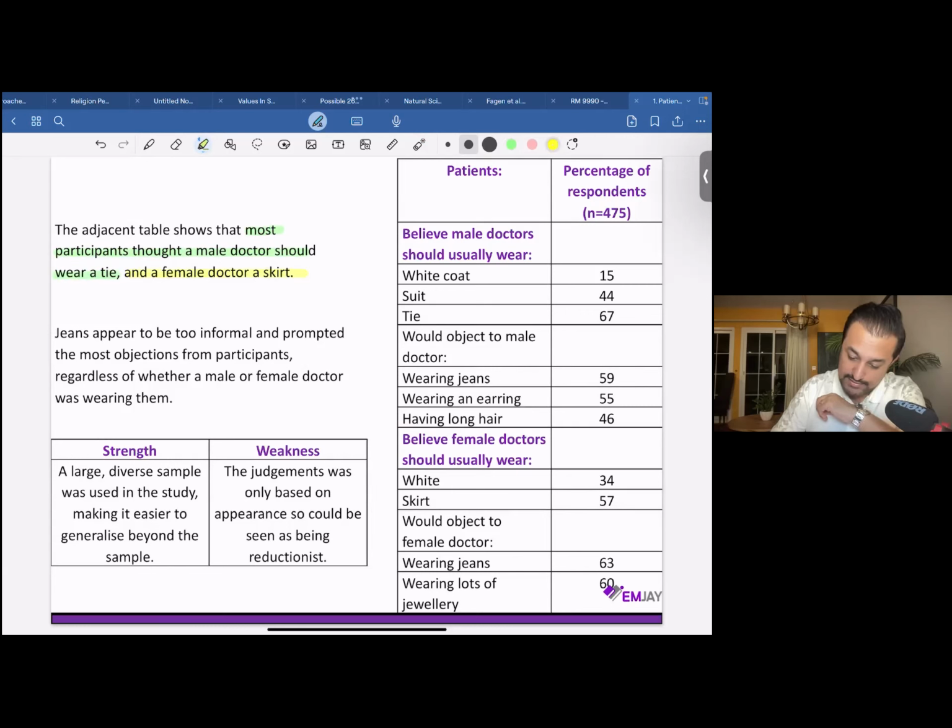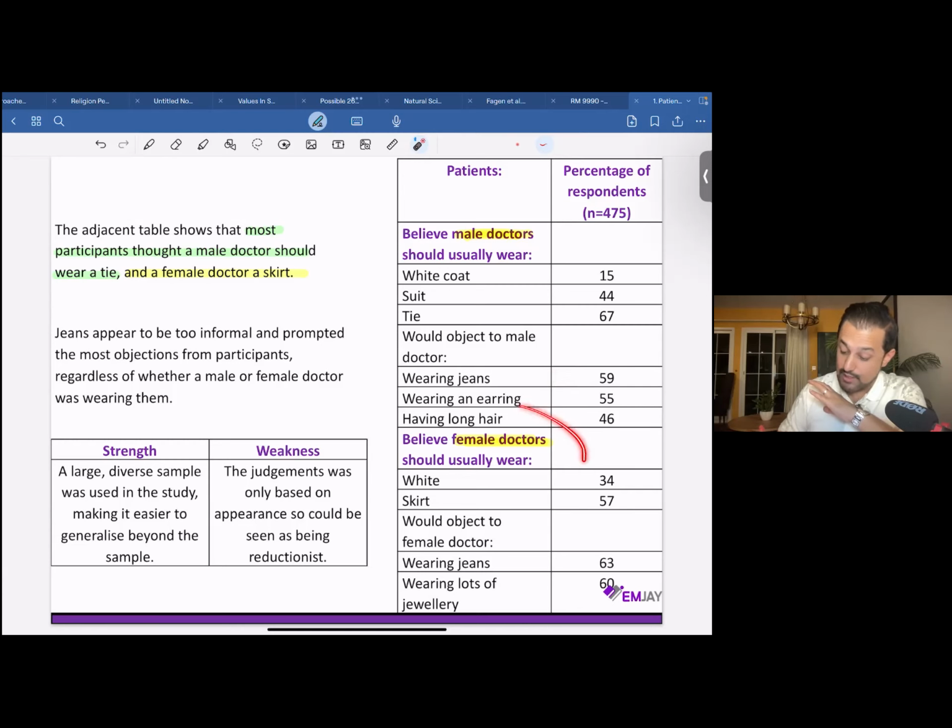Having a look at this. So this has to do with patients. This has to do with the male doctor. This has to do with the female doctor. The ones who believe male doctors should usually wear a white coat, this is 15%. This is for the ones who believe a male doctor should be wearing a suit, 44%, and a tie, 67%. They would object to male doctors wearing a pair of jeans, earrings, or having long hair.